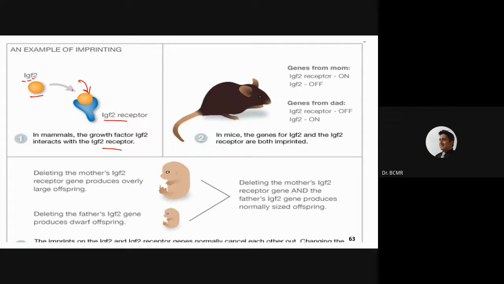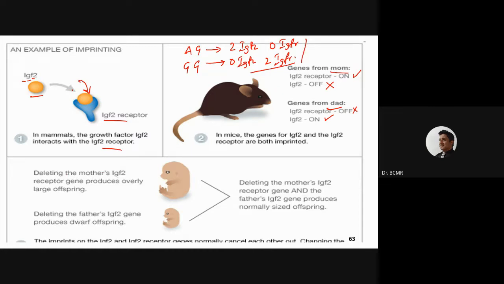So from the mom, the receptor is on and IGF2 is off. From the paternal side, the IGF2 receptor is off and IGF2 is on. Now, if you take androgenetic, you will have twice the amount of IGF2 and zero IGF2R. In the gynogenetic one, zero IGF2 and twice the amount of IGF2R. So both these genes are imprinted.